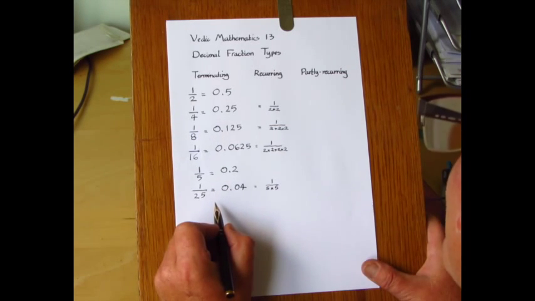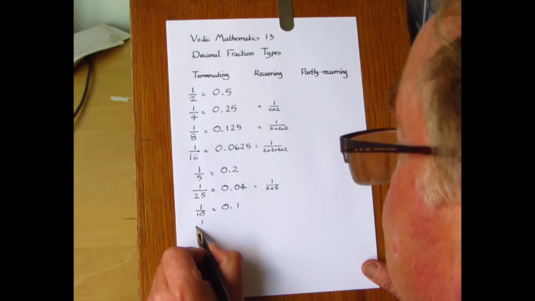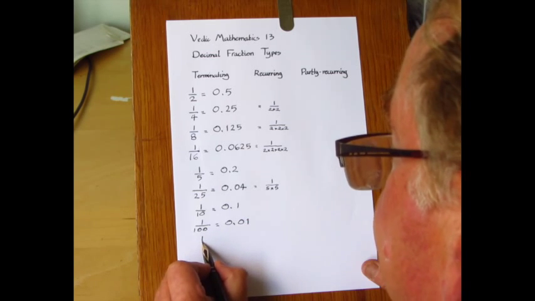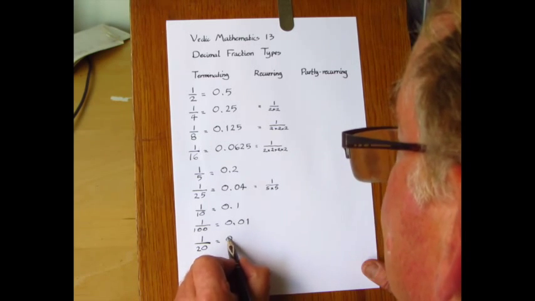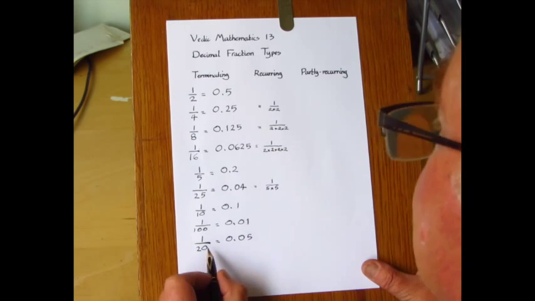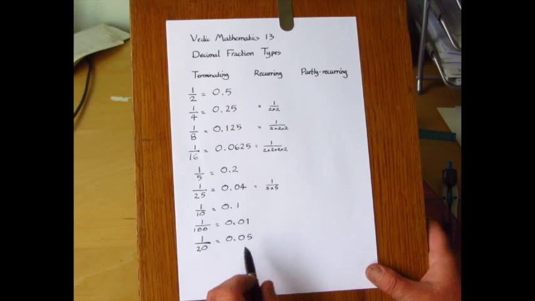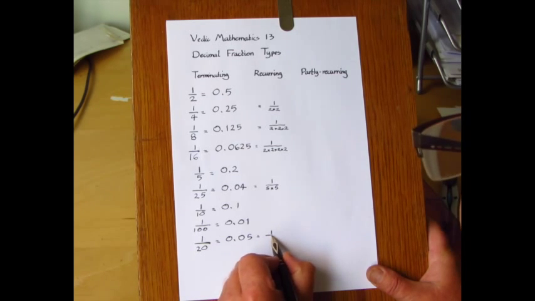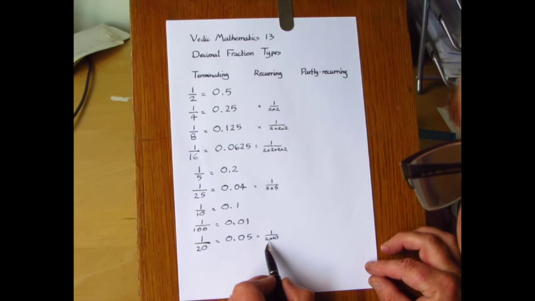And also we have 1/10 is 0.1, 1/100th is 0.01, and 1/20th is equal to 0.05. Now what happens is the rule is that the number of 2's or 5's or 10's as factors of the denominator give the number of digits of the decimal. So with 1/20th, 20 is 2 times 10. And we get 2 digits in the decimal from these 2 factors.